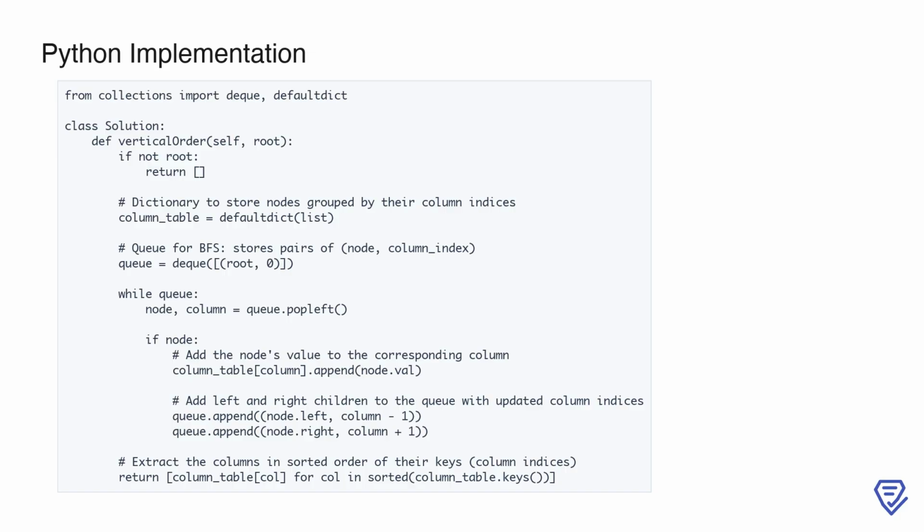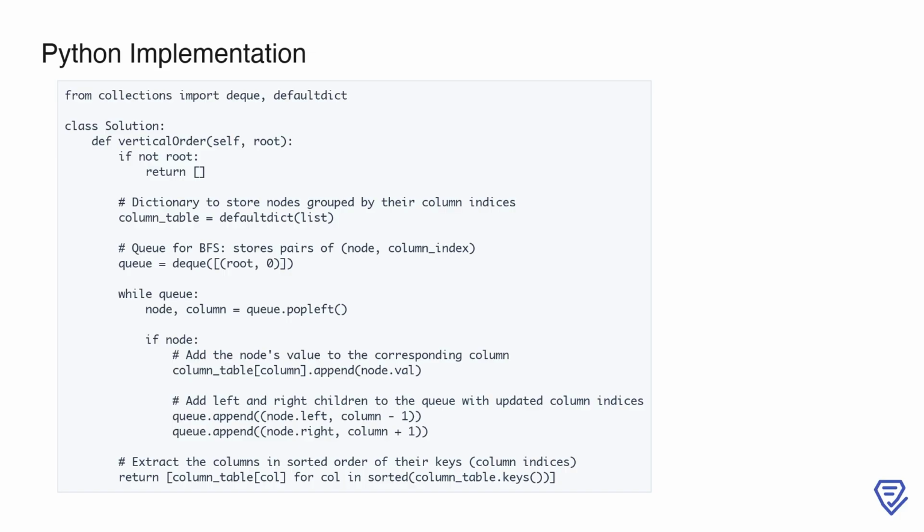The BFS loop starts by dequeuing the first node. If the node is not None, its value is appended to the list corresponding to its column in column_table. Then, the left child of the node is enqueued with the column index decremented by 1, and the right child is enqueued with the column index incremented by 1. This process continues until the queue is empty, ensuring that all nodes are processed level by level and grouped by their column indices. Finally, the column_table keys, the column indices, are sorted, and the corresponding node value lists are extracted as the result.